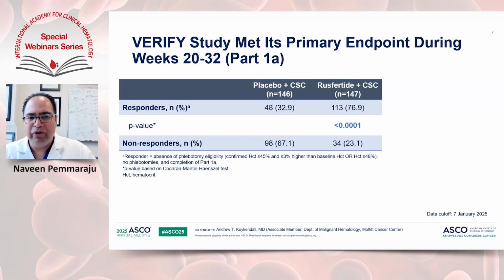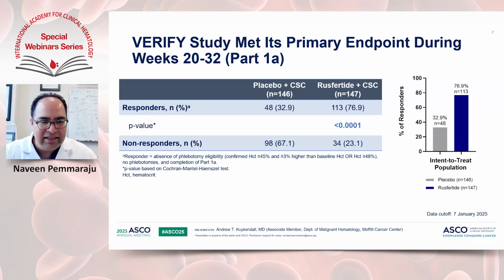So overall, 293 patients were randomized 1-to-1. As I mentioned to you, 146 are in the control group, so that's placebo plus whatever therapy you're on. 50% of patients were on some other therapy. The active group is rusfertide plus whatever you're on. So 146 versus 147, with characteristics fairly balanced between the two groups. Remarkably, the primary endpoint is highly statistically significant, which is to achieve phlebotomy free by the 32-week period.